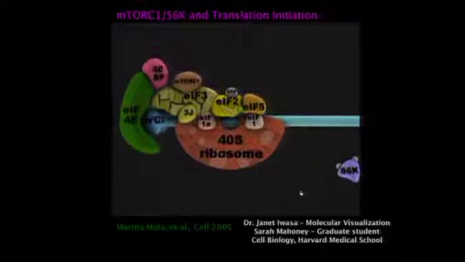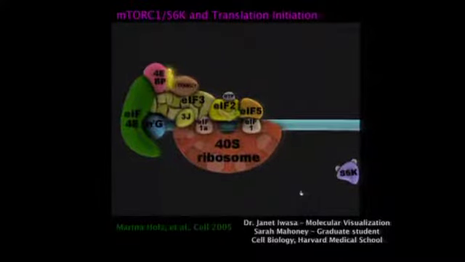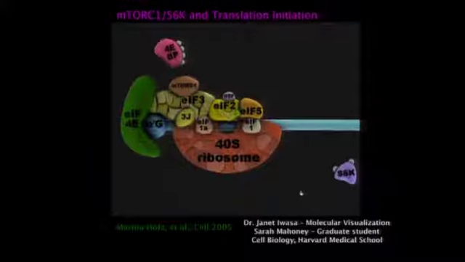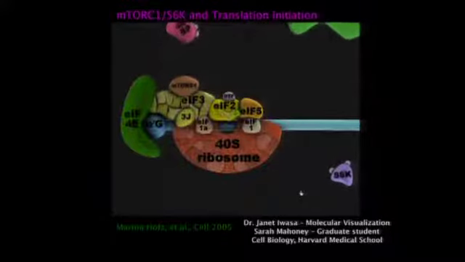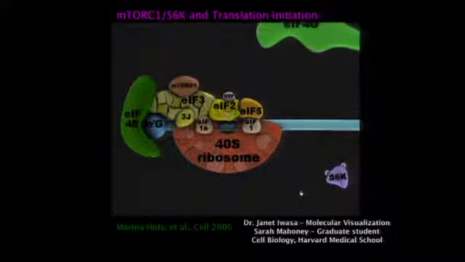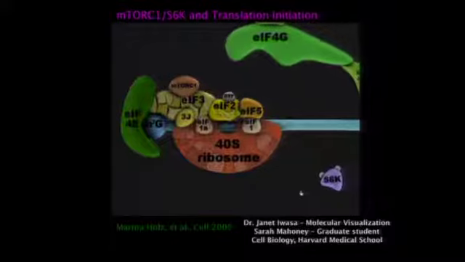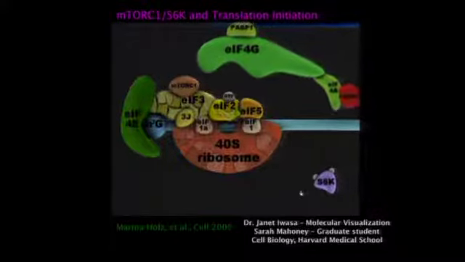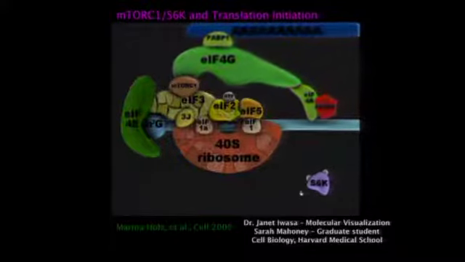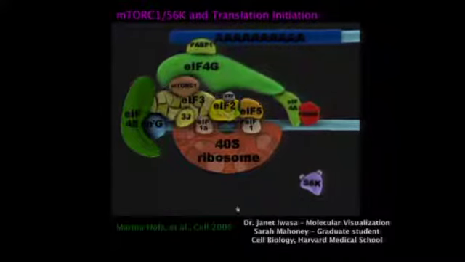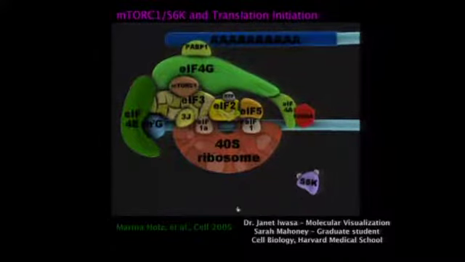Now TORC1 is in proximity to phosphorylate 4E-BP1. This is a translational repressor. It dissociates from the cap. This now creates a docking site for another scaffolding protein called EIF4G. So 4G will bind to the scaffold, this complex, and it does a few things. It helps to stabilize this large complex.